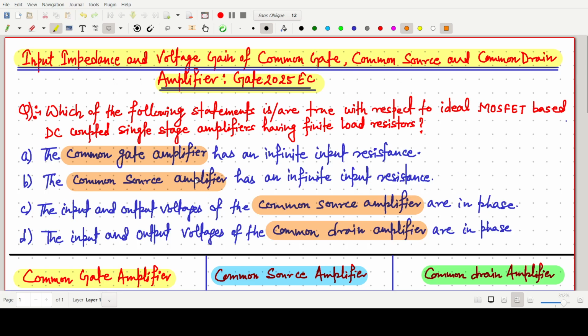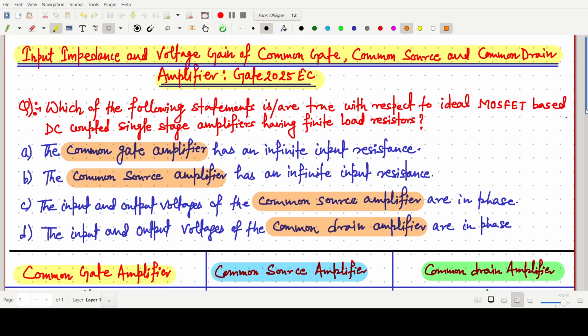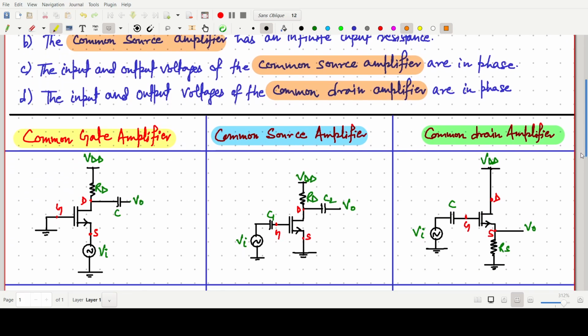Very quickly we will derive the input impedance and basically the voltage gain. The input and output voltage relationship we have to know to check whether it is in the same phase or in opposite phase, or a 180-degree phase shift. So first we will go for a brief theory, starting with the common gate amplifier.